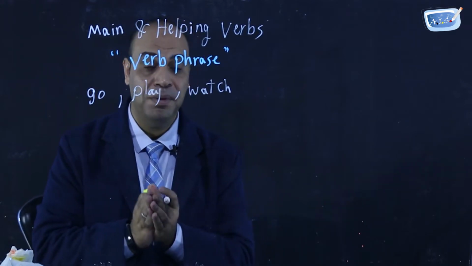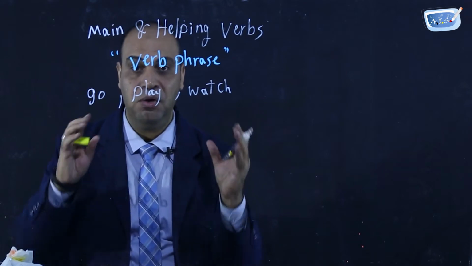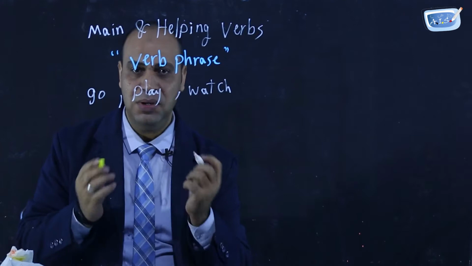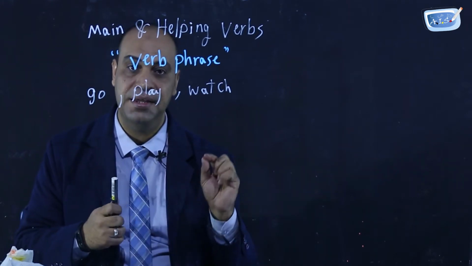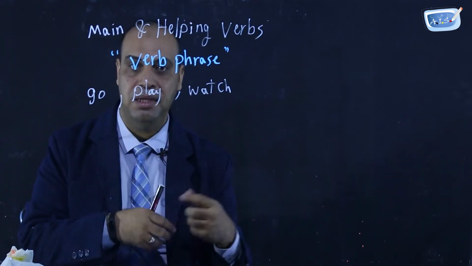But if the verb consists of more than one word, we don't call it a verb. We call it a verb phrase. What's meant by a verb phrase? The verb phrase consists of more than one word. It gathers a helping verb and a main verb.